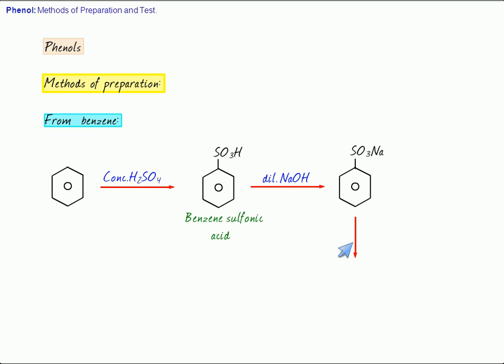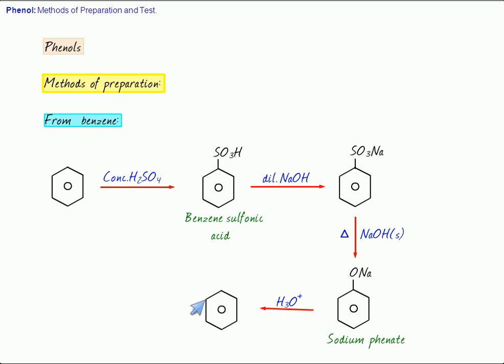In this salt, SO3Na, we treat with solid NaOH, heat it rather, with NaOH solid pellets, whereby SO2 is eliminated, forming ONa, known as sodium phenate. And after formation of sodium phenate, we simply hydrolyze this with water to form the phenol.